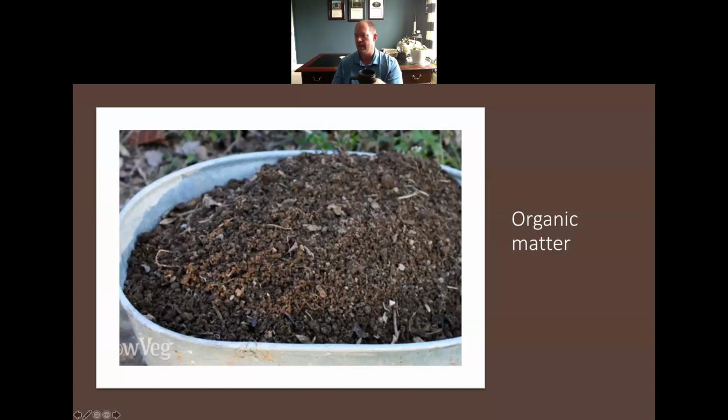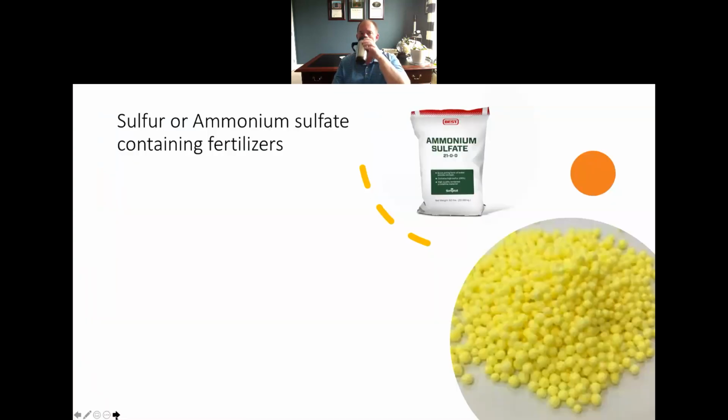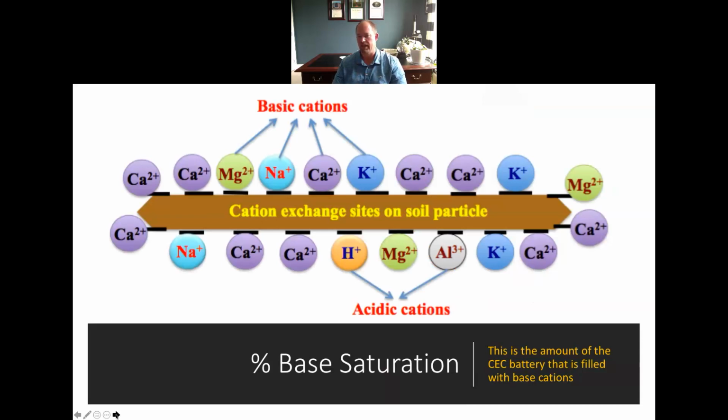Another way that we can lower pH, again, is organic matter. A lot of times organic matter, because it does have weak organic acids in it, humic acids and fulvic acids and other organic acids and compounds, we can slightly lower pH with the incorporation of organic matter. We can also use fertilizers that contain sulfur, either in the sulfur coating, or maybe they also have sulfur in there, or ammonium sulfate containing fertilizers.